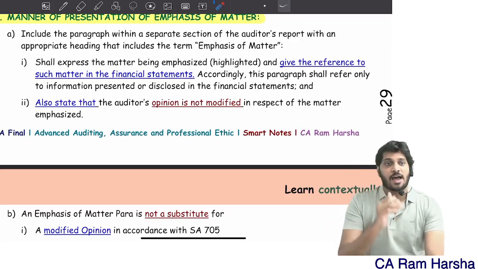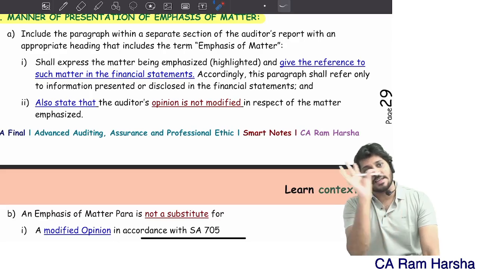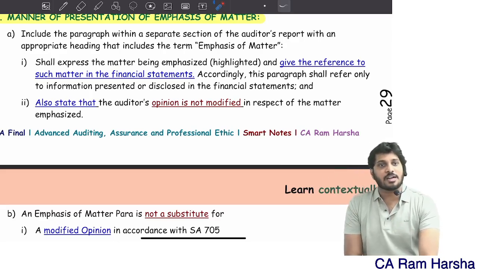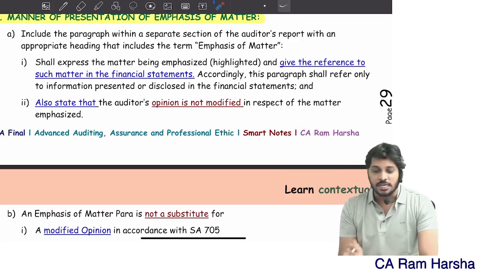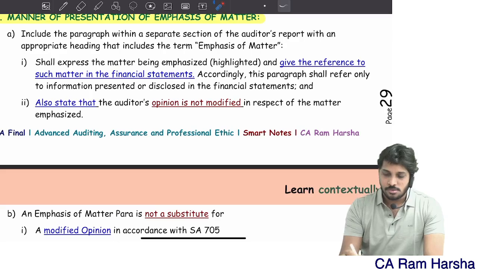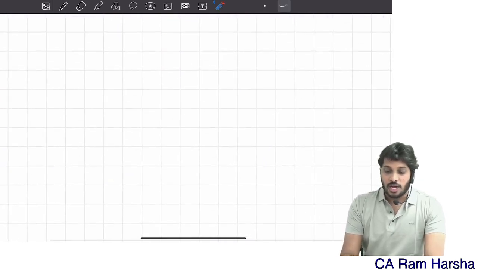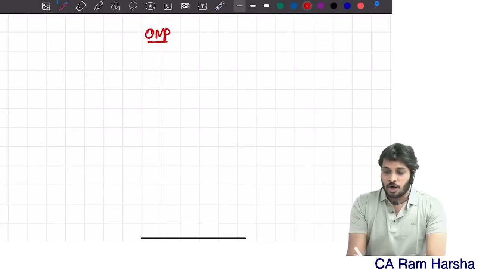Now let's discuss other matter paragraph, which requires a lengthy discussion. When I'm discussing other matter paragraph, I'll be discussing 2 standards called 299 and 600 as well. So, other matter paragraph. What is other matter paragraph?